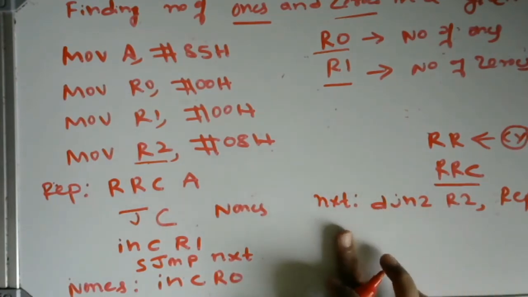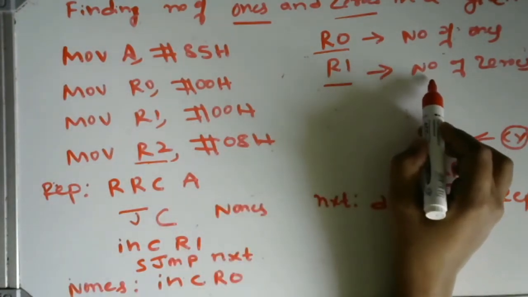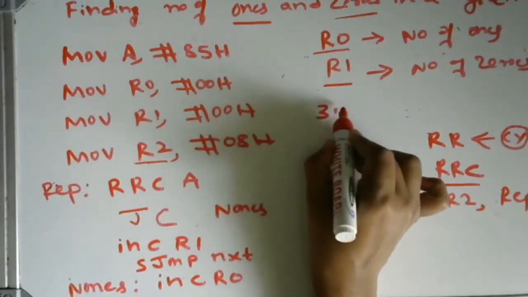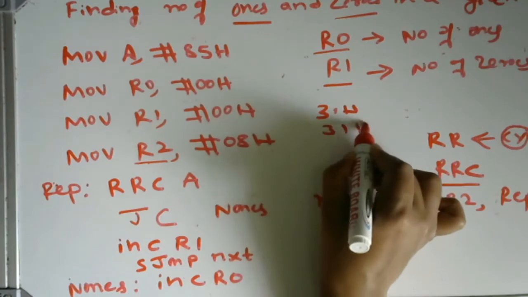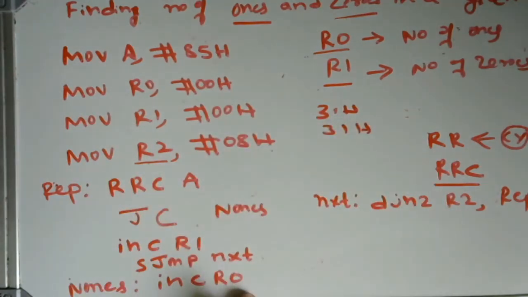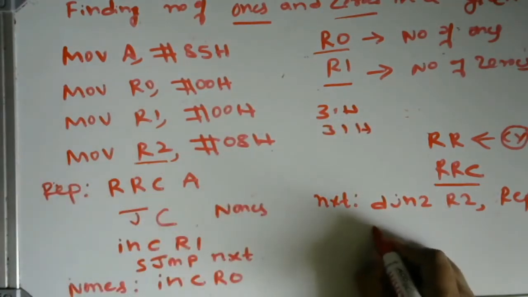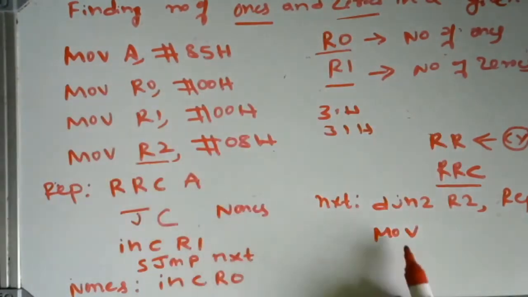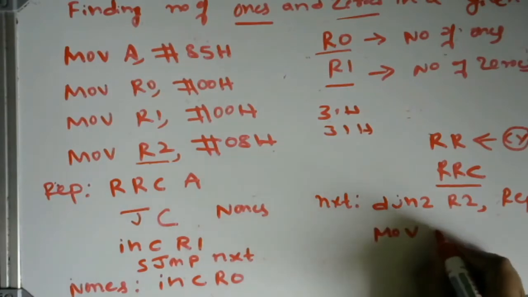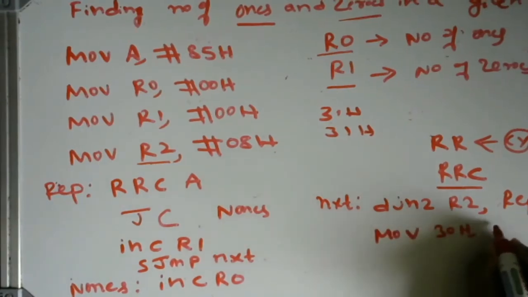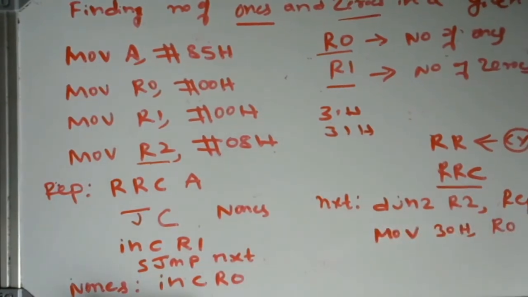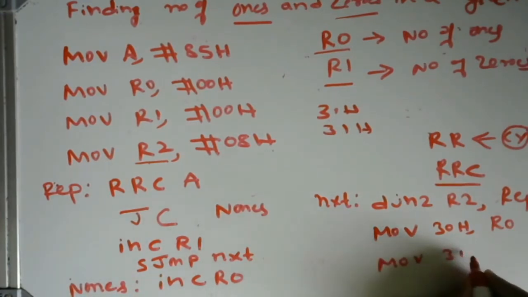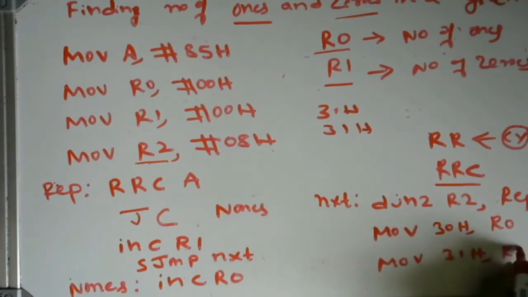For example, if you want to store these values in the internal RAM locations, maybe 30H or 31H, how can we do that? That can be done by copying the contents of R0 and R1 into the memory locations: MOV 30H, R0, and again MOV 31H, R1.